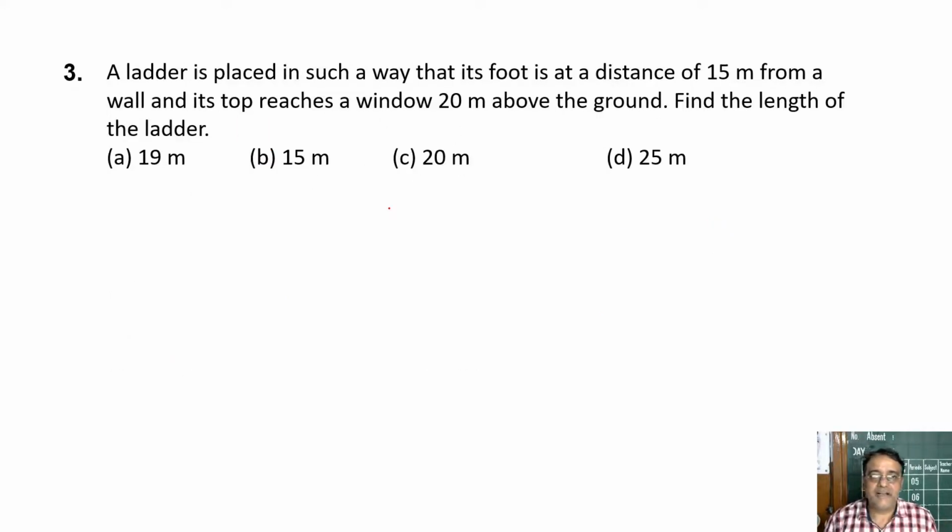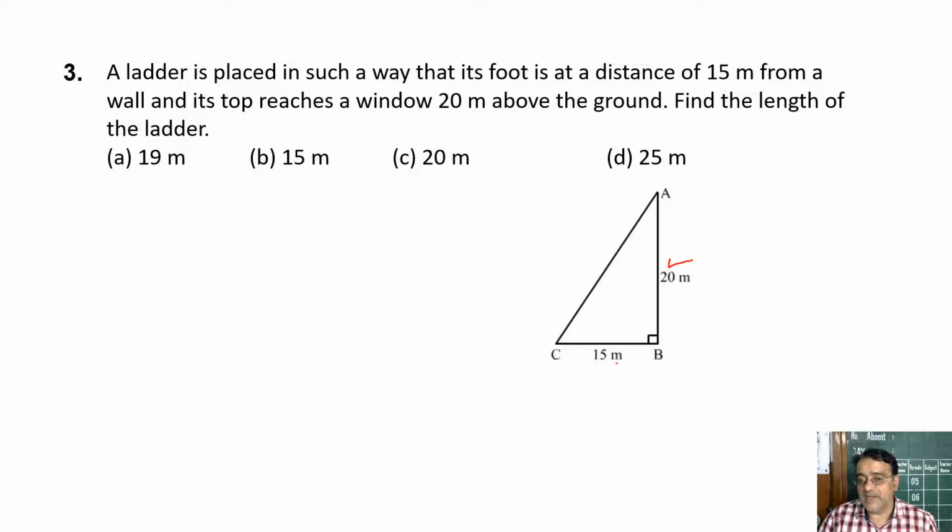Next, a ladder is placed in such a way that its foot is at a distance of 15 meter from a wall and its top reaches a window 20 meter above the ground. Find the length of the ladder. Okay, so this is the rough diagram. So the height of the window is given from the ground and the distance of foot of the ladder from the wall is given, and we need to find the length of the ladder.